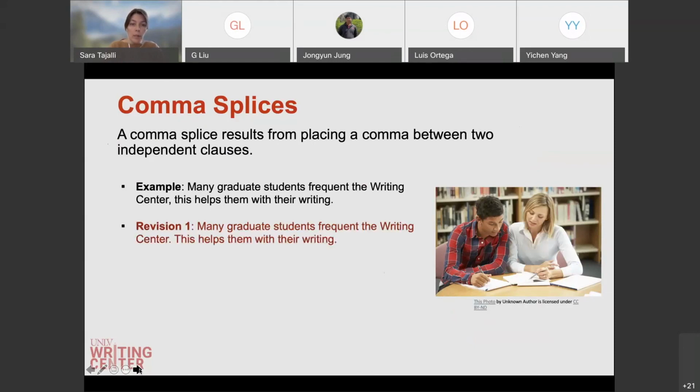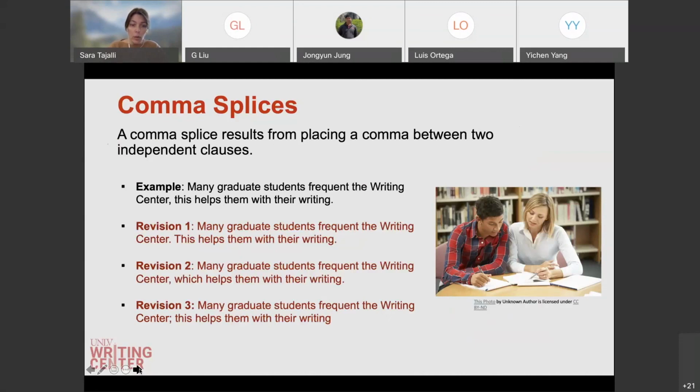So there's many ways we can fix this. First, just swap out the punctuation, a comma for a period. The next, you can add a modifier, which helps them with their writing, or you can use a semicolon. And semicolons, we use those to separate two independent clauses that are related. So you don't want to just put a semicolon between two sentences that aren't closely related. This is things that, you know, are within the same wheelhouse.